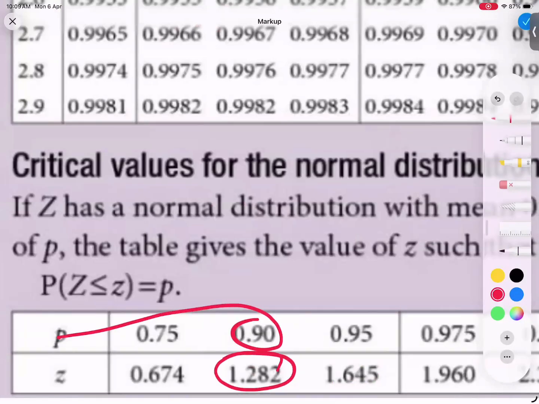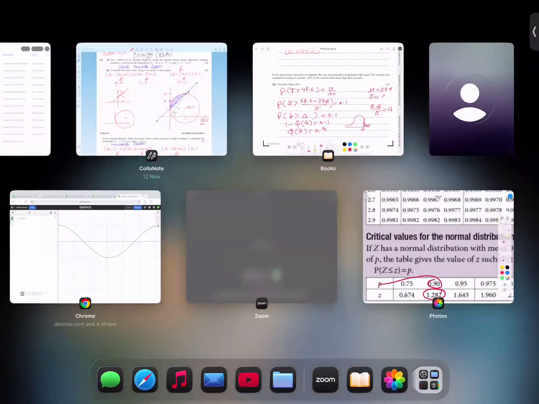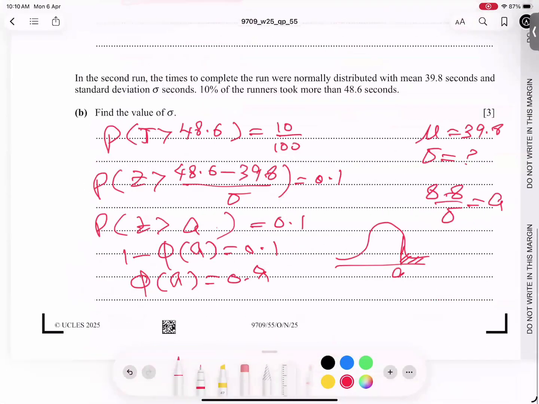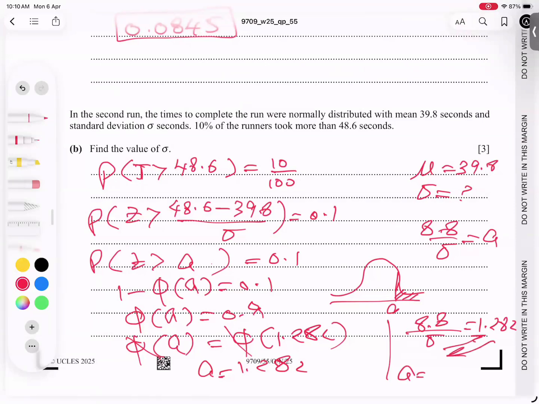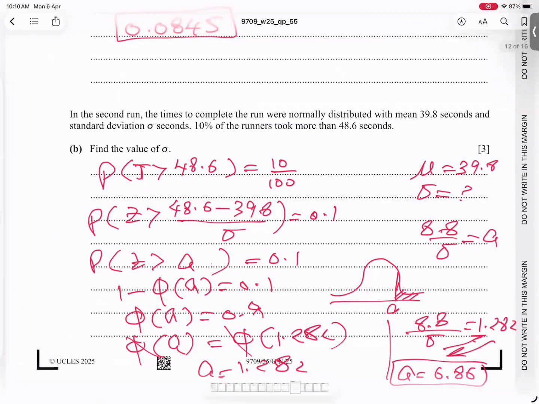So I'm writing now here 1.282, and phi of A cancels out, and this value is called A, value 1.282, which I'm going to plug in here. So 8.8 over sigma equal to 1.282. This goes there and this comes down, and finally divide. So 6.86 is our final answer. And I hope the point is very clear.